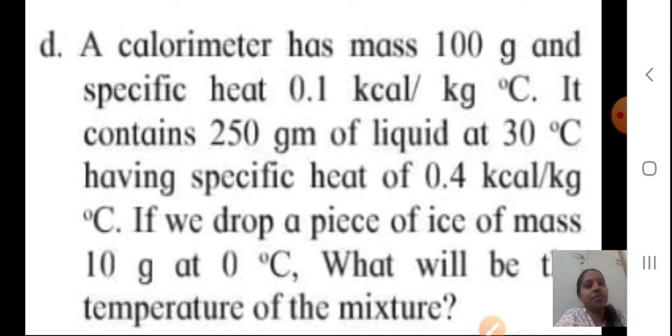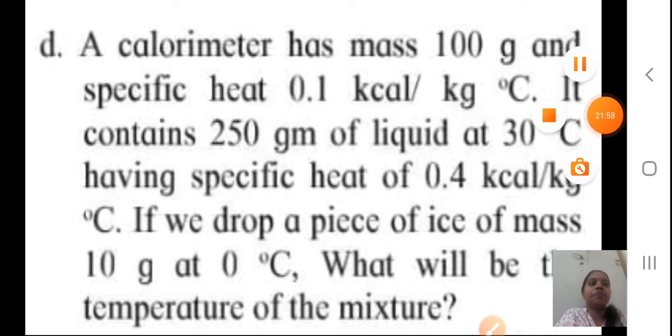So, calorimeter mass is given as 100 grams. Its specific heat is how much, students? 0.1. It contains 250 grams of liquid at 30 degrees Celsius, having specific heat 0.4 kilocalorie per kg degree Celsius. So the liquid mass is given, temperature is given, and its specific heat is also given.